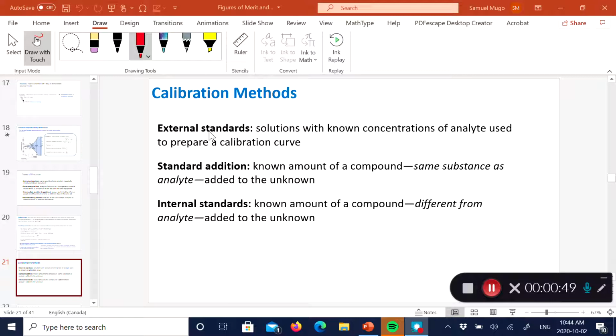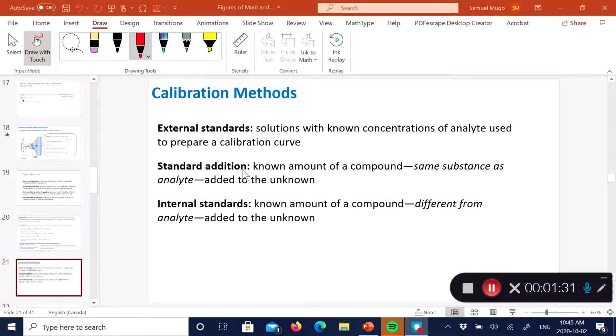So the easiest type of calibration method, which I'm sure you guys have come across before, is the external standard calibration method. And this is where, just like you did with the spectrophotometric determination of iron lab, the very first lab that you guys did, you created the standard solutions and analyzed them separately from your unknown, so the standards are prepared and analyzed separately from the unknown. And you're going to realize there's a problem in doing that.